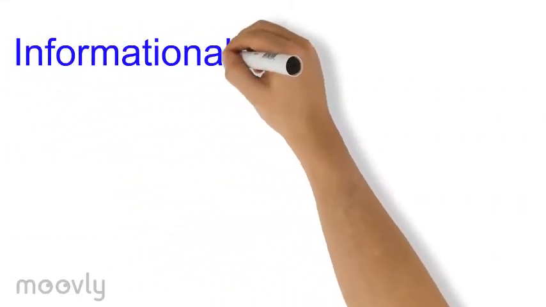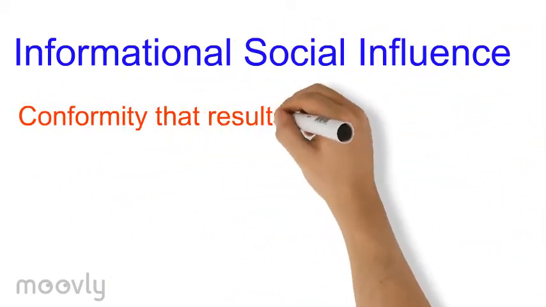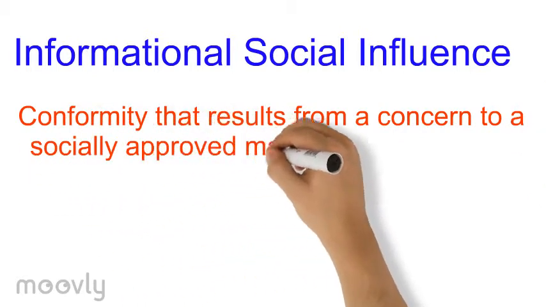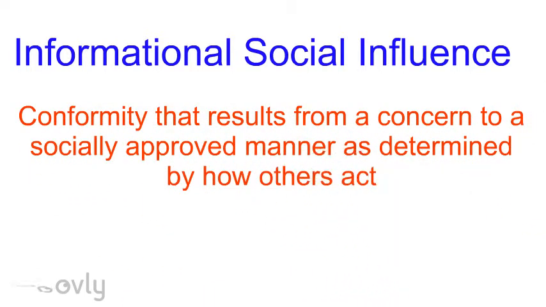The second cause for conformity stems from the informational social influence, which results when a person does not know how to behave, so they look to others and mimic the behavior of the people around them.